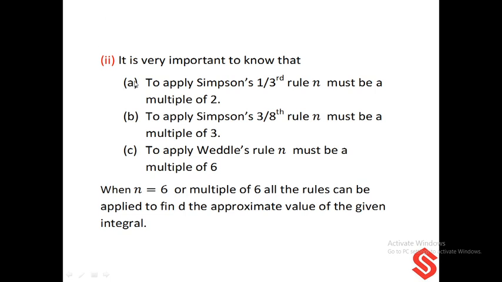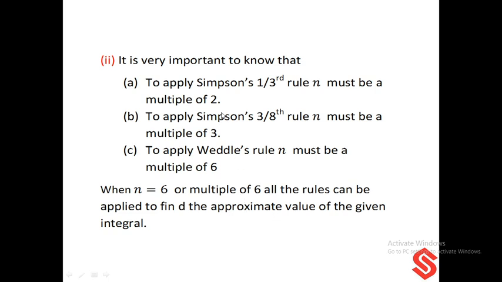Next, note 2. It is very important to know that to apply Simpson's 1/3 rule, n must be a multiple of 2. And next, to apply Simpson's 3/8 rule, n must be a multiple of 3. And to apply Weddle's rule, n must be a multiple of 6. So when n is equal to 6 or a multiple of 6, all the rules can be applied to find the approximate value of the given integral.